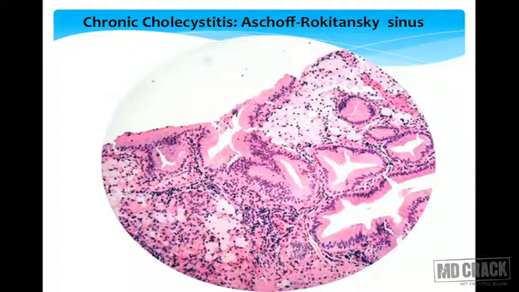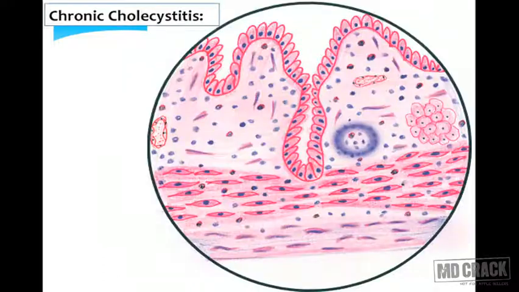So that is cholesterolosis. Now this is Rokitansky-Aschoff sinus, where the mucosa can dip down into the muscle layer and it can mimic, for the person who is seeing the slides, as if he is seeing invasive adenocarcinoma. But remember there will be no features of anaplasia. So it's a normal mucosa dipping deep into the muscle layer. So that is Rokitansky-Aschoff sinus. This is a diagrammatical representation of the same.